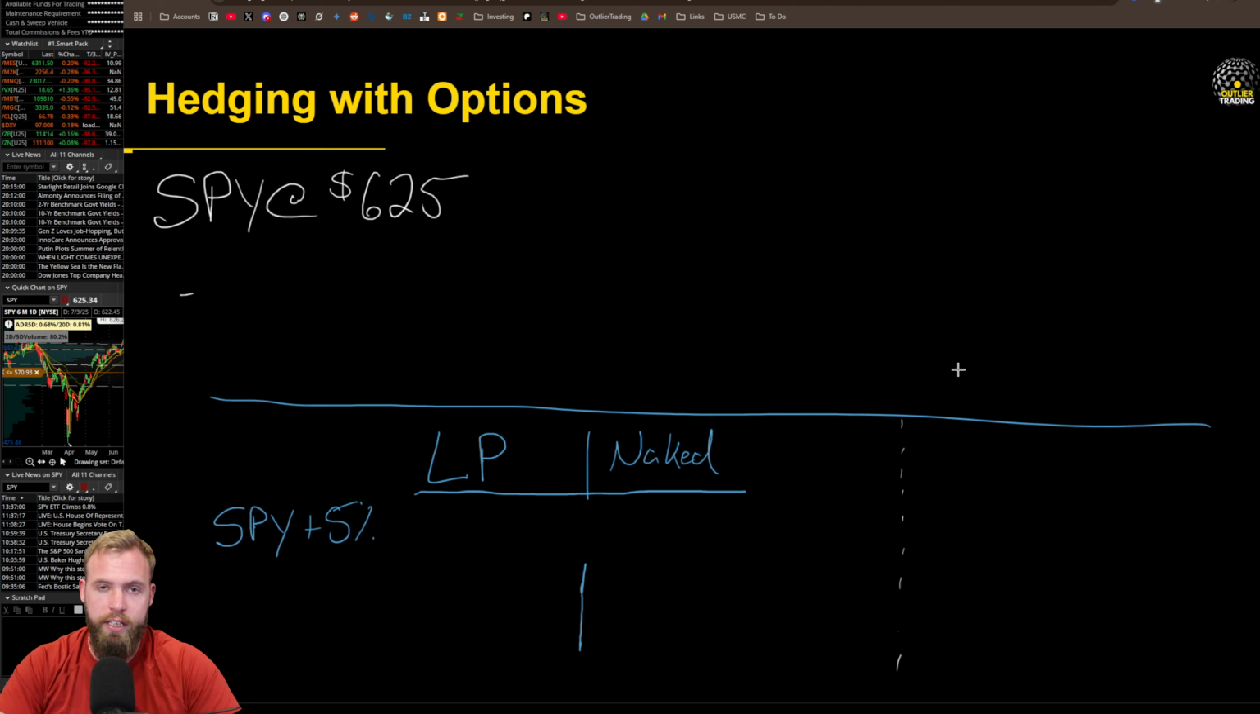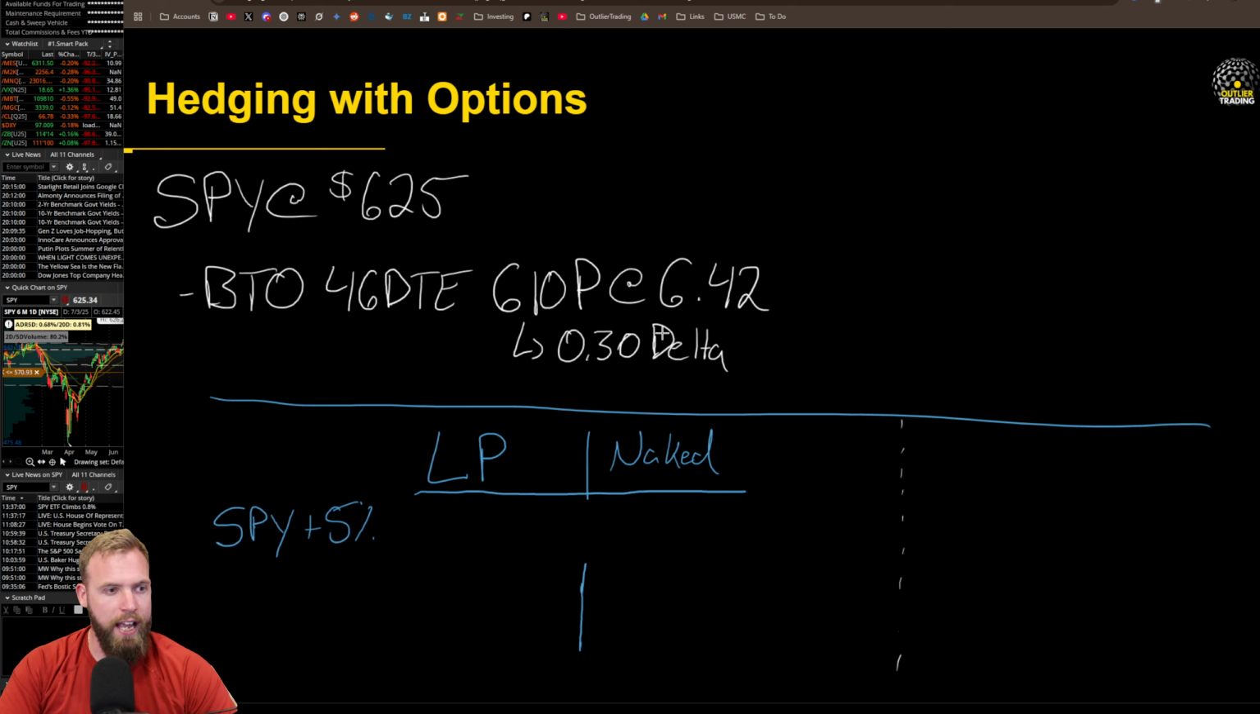Now, let's take a look at a quick example with SPY at 625. Let's say you have 100 shares, and then you're going to buy to open the 46 DTE expiration 610 put for $6.42. This is a 30 delta. So this is about 46 days out. It will have moderate gamma, not a ton, because these are also a little further out of the money.